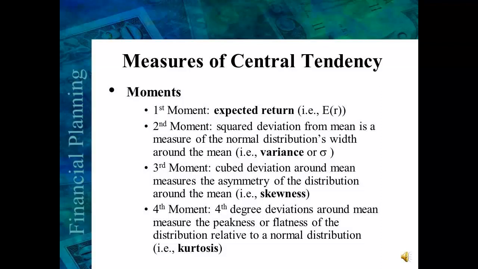While the expected return, referred to as the first moment, is a useful measure of central tendency, the shape of the distribution can be important for investment analysis. Three measures of distributional shapes are variance, which is the second moment, skewness, which is the third moment, and peakedness or flatness, which is the fourth moment.